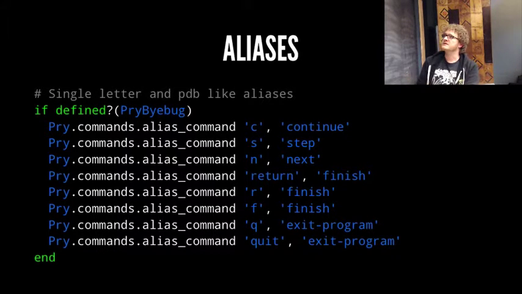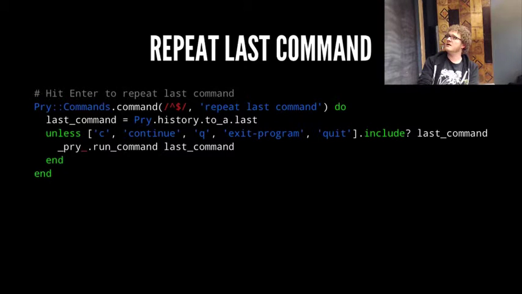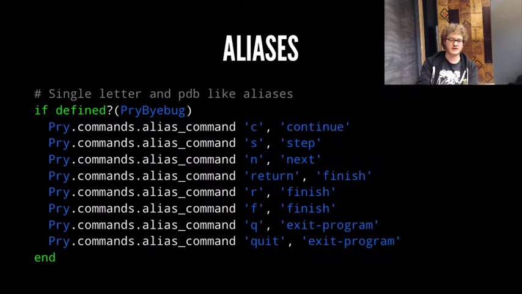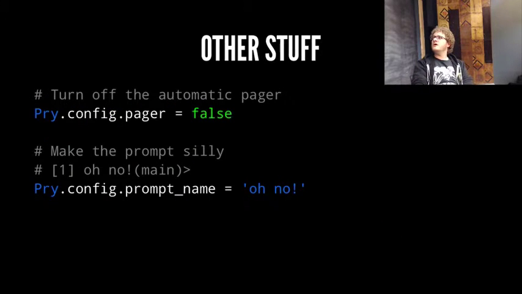You can also create aliases. We'll talk about this plugin a little bit later, but I like one-letter aliases for walking through the code, so you can add your own aliases. And you can see here I actually had to guard against my aliases as well in case I use those as the last command. And then you can do other stuff. I don't really like the pager, so by default if the output is too long for the screen, it's going to turn on the pager. I'm not used to that. I want to just print out whatever, and I can use my terminal or tmux or whatever to go back and look at things, so I just turn that off.